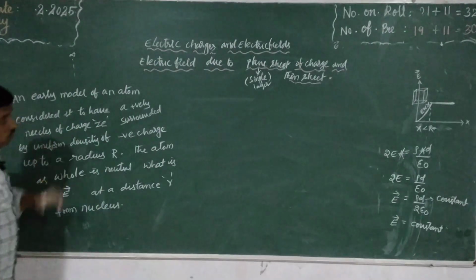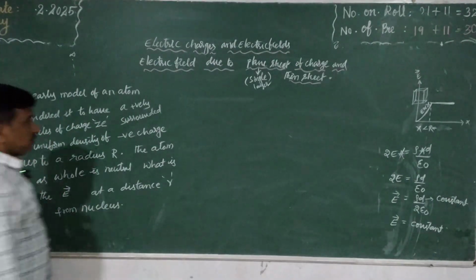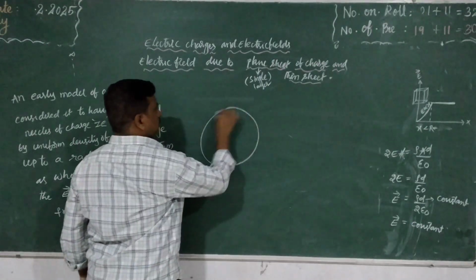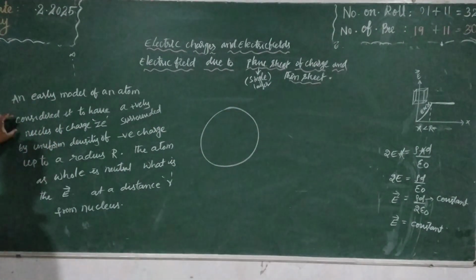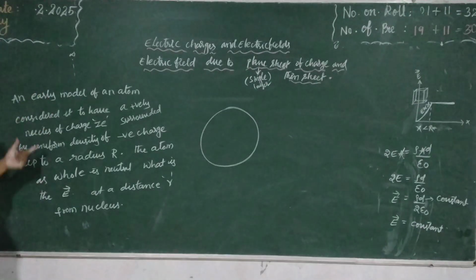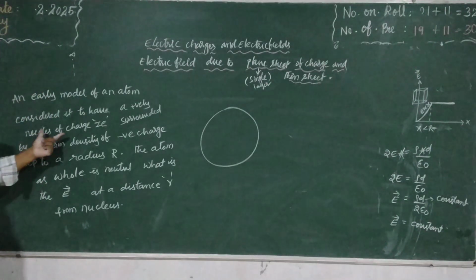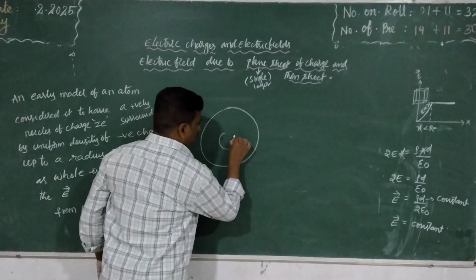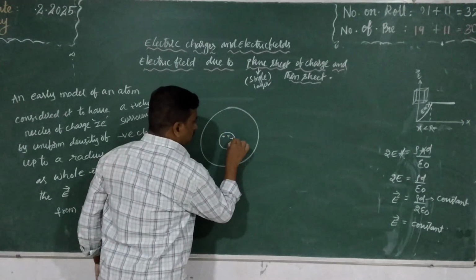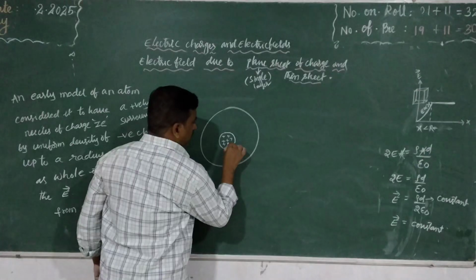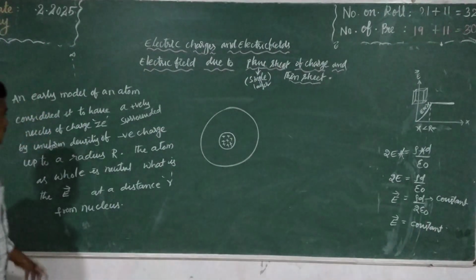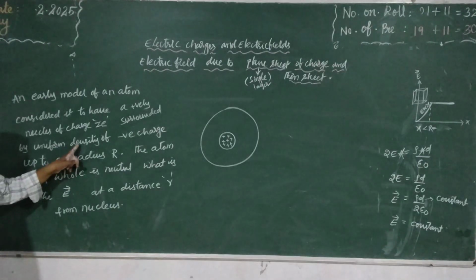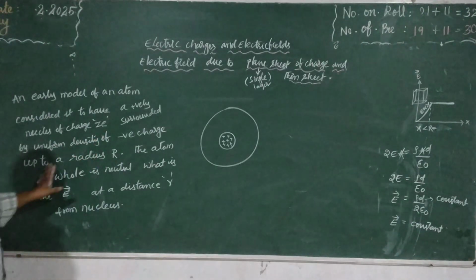See, the early model of an atom. This is the atom. It is considered to have a positive nucleus of charge Ze. This is the nucleus, and the positive charge is filled here. So it contains positive charge, surrounded by a uniform density of negative charge up to a radius R.